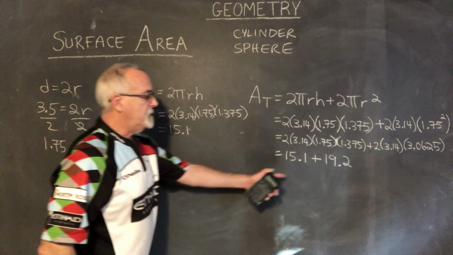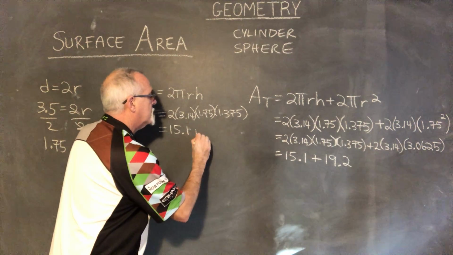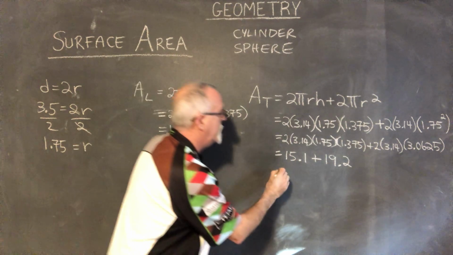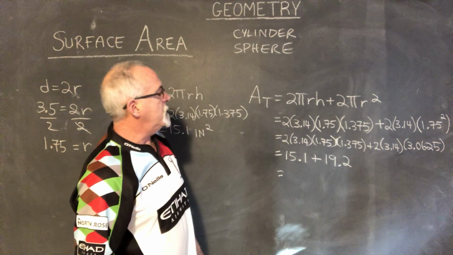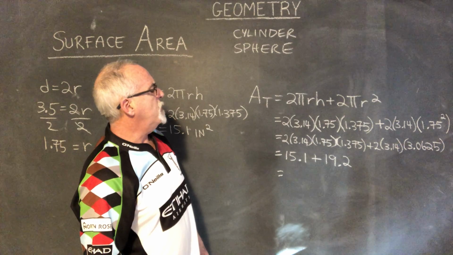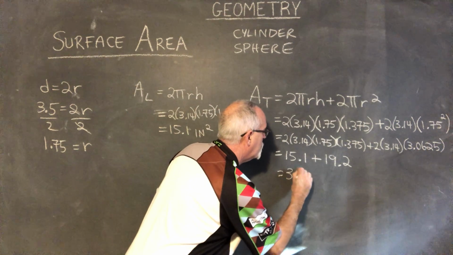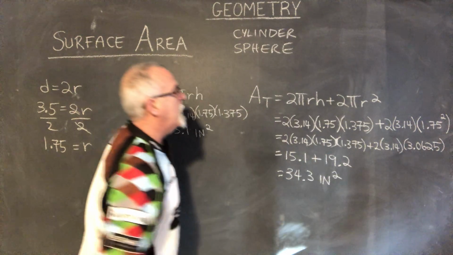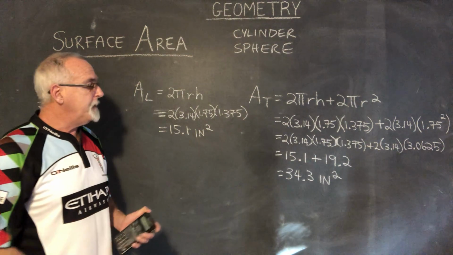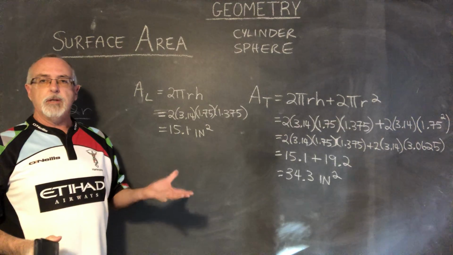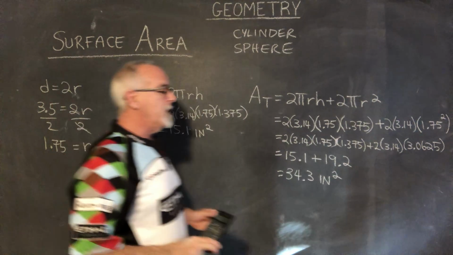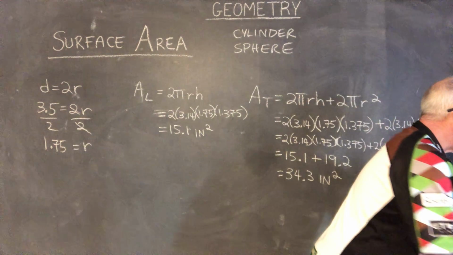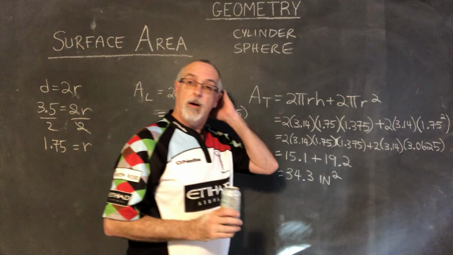Oh, I didn't even finish answering this. Square inches, and 15.1 plus 19.2 is going to be 34.3 square inches. We did it. Lateral and total areas of the painter's tape. So many cylindrical objects in a household, really easy to find one that you can experiment with and find the lateral and total areas of.